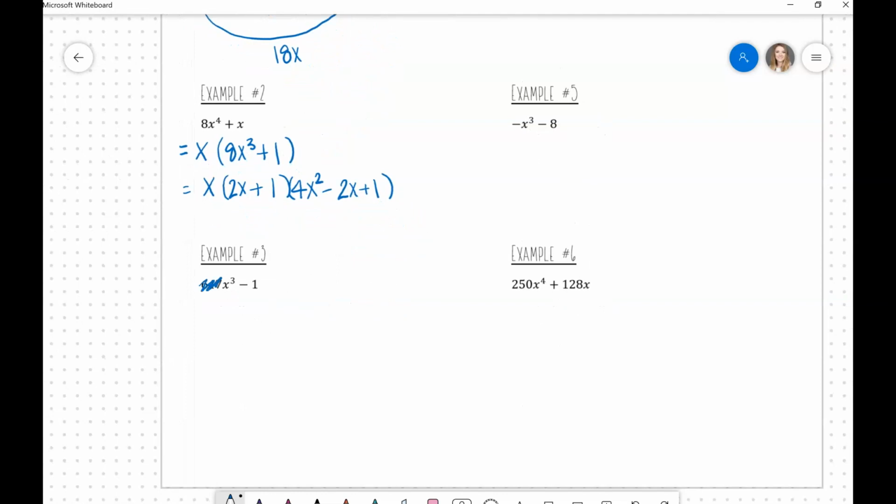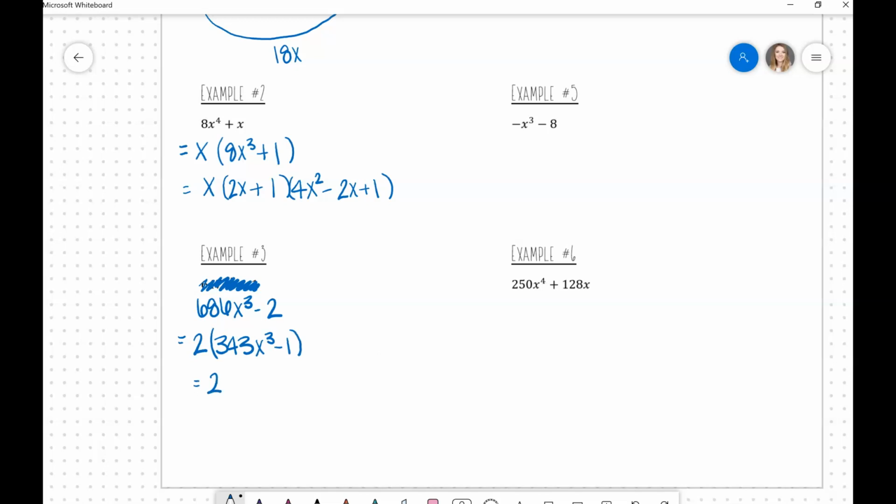Example number 3, that original problem was wrong, so hopefully you've adjusted yours to be 686x cubed minus 2. Now looking at this right away, 2 is not a perfect cube and neither is 686. However, thinking about that greatest common factor, if you start by pulling out a 2, you're left with 343x cubed minus 1. That 2 needs to stay there.